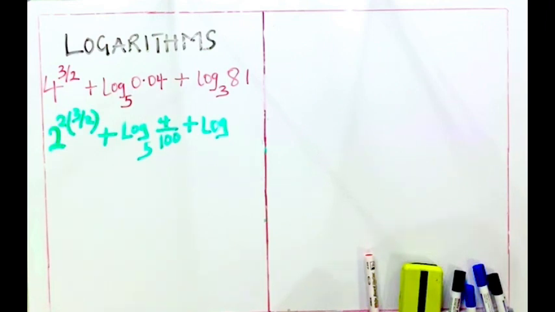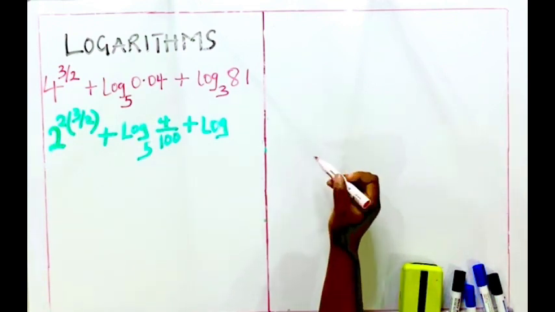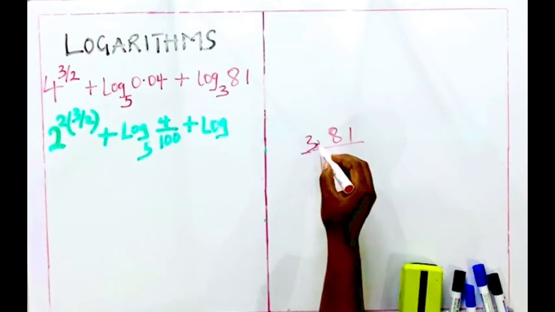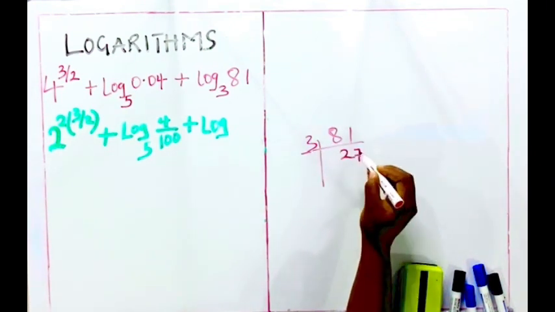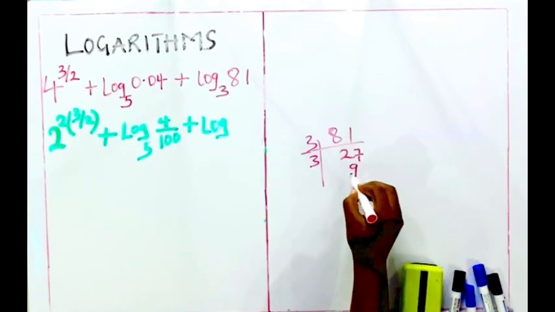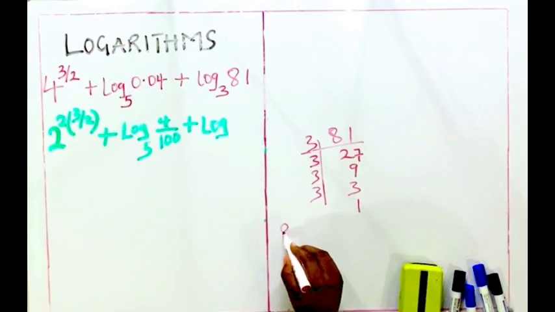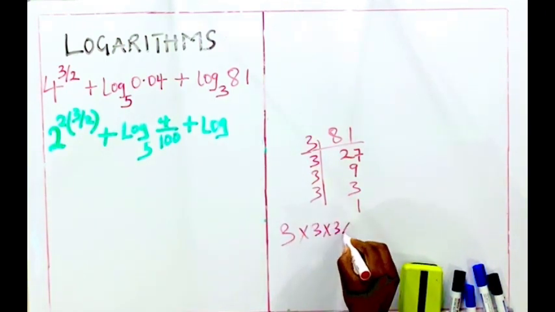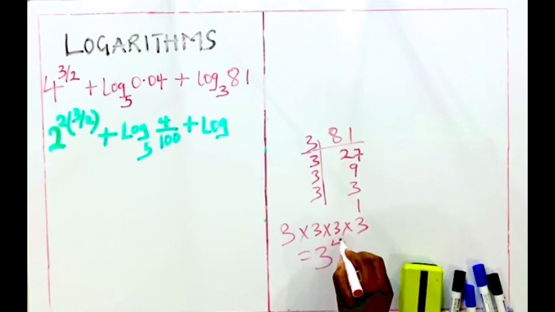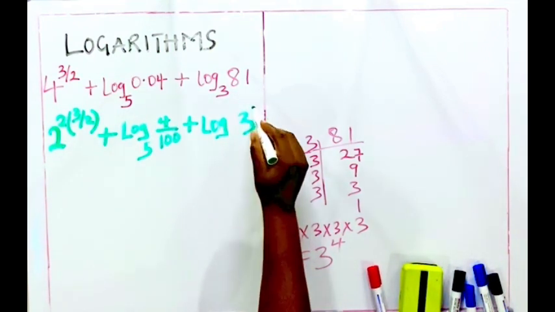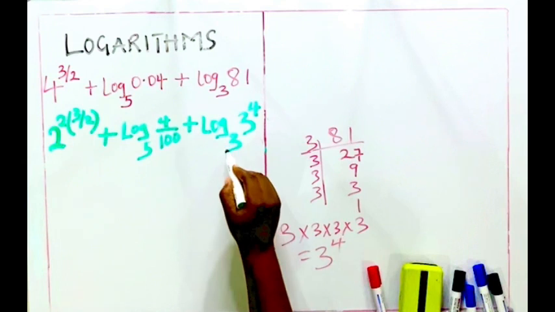The next thing is to change 81 to index form. If you don't know how to do that, you find the LCM of 81. 81 divided by 3 is 27. 27 divided by 3 is 9. 9 divided by 3 is 3. And 3 into 3 is 1. So this is 3 times 3 times 3 times 3. 3 raised to the power of 4 is the index form of 81. So this will be written as 3 to the power of 4 to base 3.